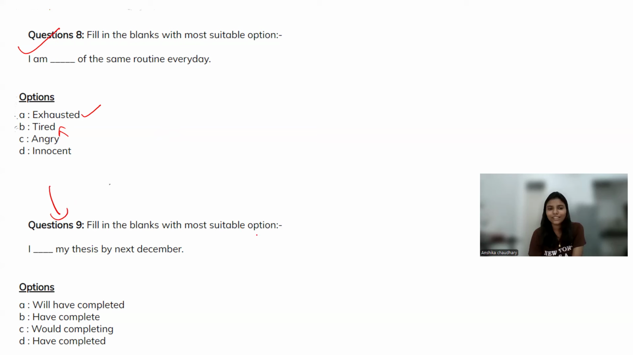The next question is, fill in the blanks with the most suitable option. I ___ my thesis by next December. So we will use, I have completed my thesis by next December. Just a minute. We are talking about next December, that is something going to be in the future. So we will say, I will have completed my thesis by next December. Main next December tak apni thesis complete kar lunga. So it will be the correct answer.